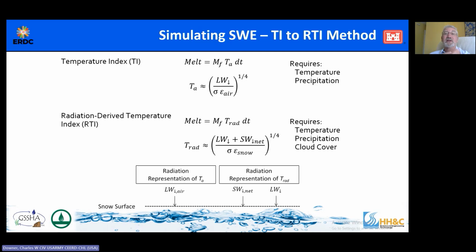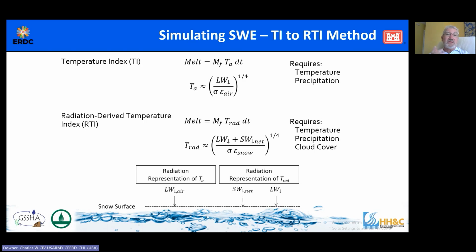So with the temperature index, the melt is a function of the temperature and the precipitation. It accounts for two things: it is accounting for the energy and the precipitation, but it's also looking at the air temperature, which is a proxy for all of the factors we had in the other energy balance method.